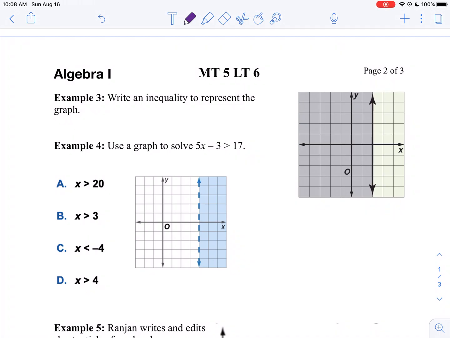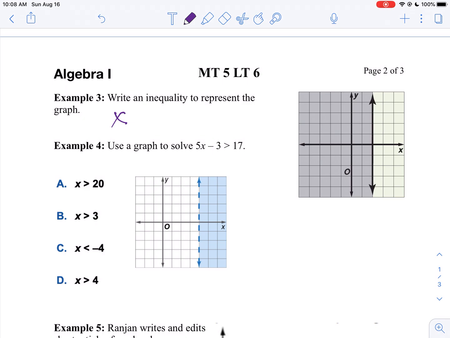In example 3, we're going to do it backwards. You're given the graph of the inequality, and you have to write the inequality out. So first off, notice it's a vertical line. So it's X instead of Y.